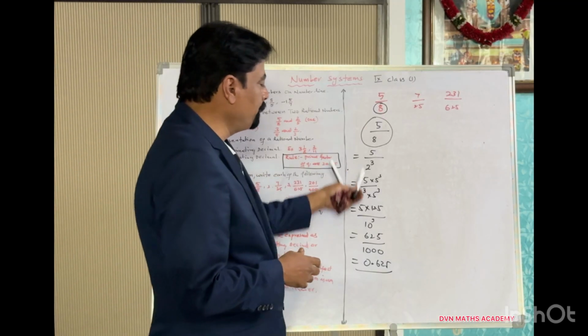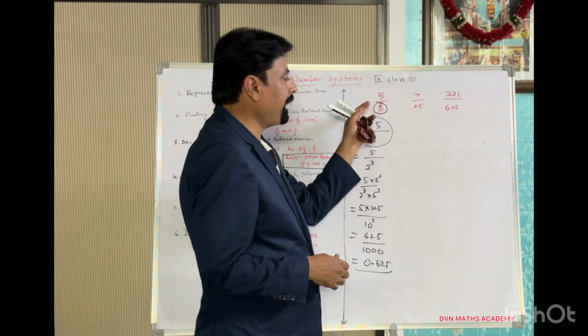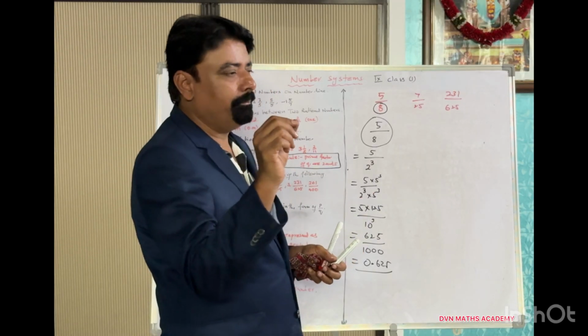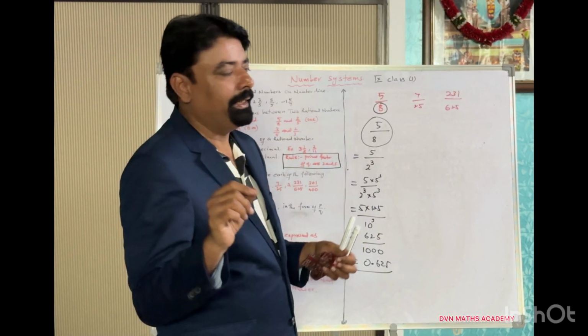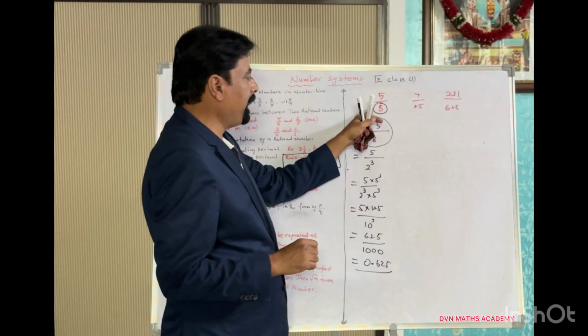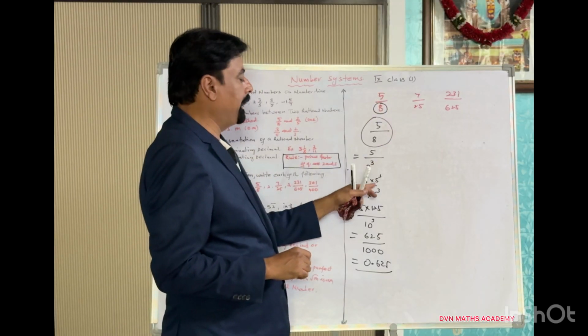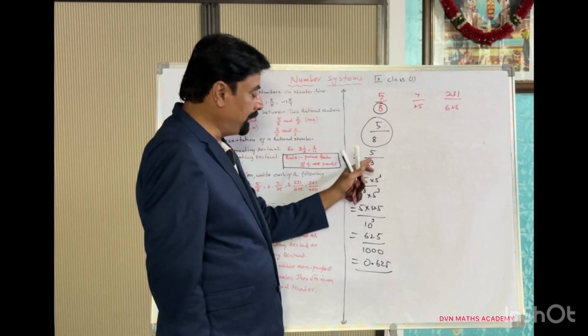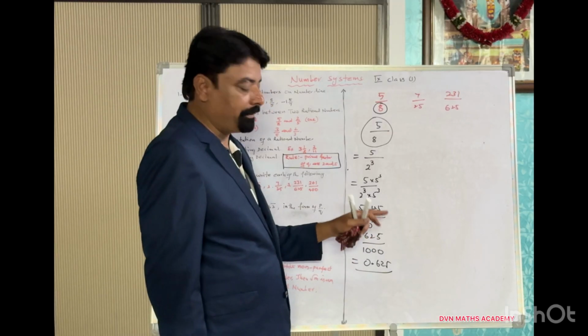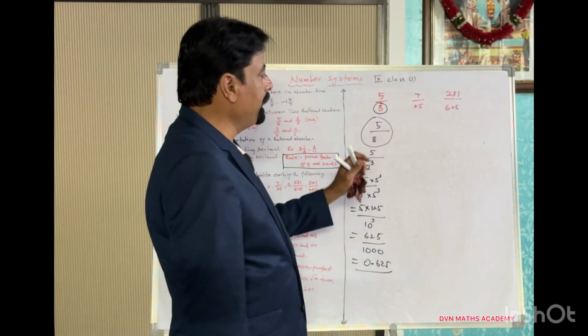So it will be possible when the denominator has the prime factors as 2 and 5. The prime factor of 8 is only 2, then I multiply it with 5 cube, then the denominator becomes 1000, then it is easy to write.